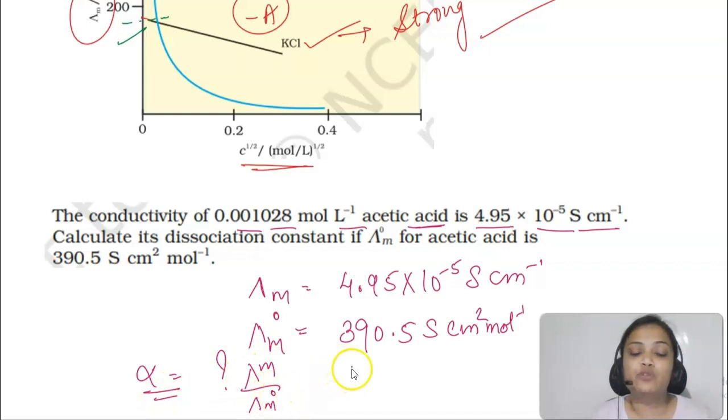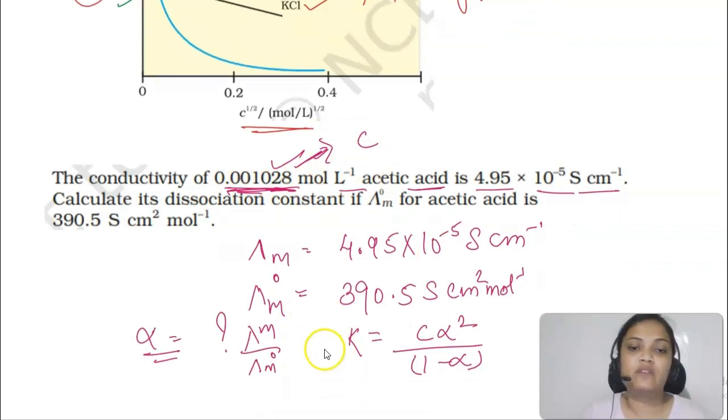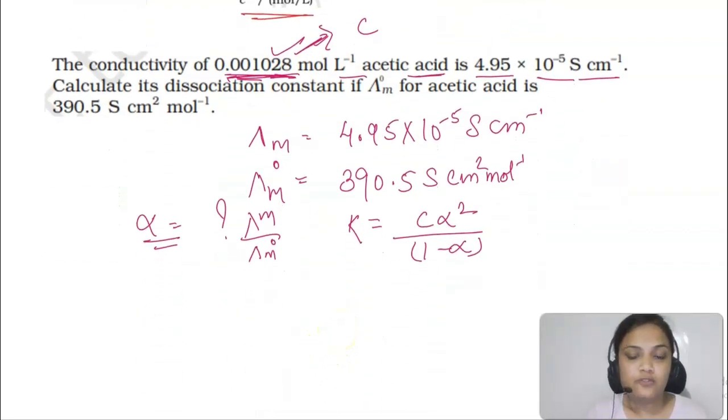I am telling you how to solve it. Then the dissociation constant is C alpha square upon 1 minus alpha. The value of C, the concentration, is given, alpha you will calculate, and you can tell me the values. So again I want all of you to give the answers in the comment section. I'll be waiting for your comments for both lectures, the first one and the second one as well. Okay students, so this is how to solve it. Please do solve it and give me the answers in the comment box.